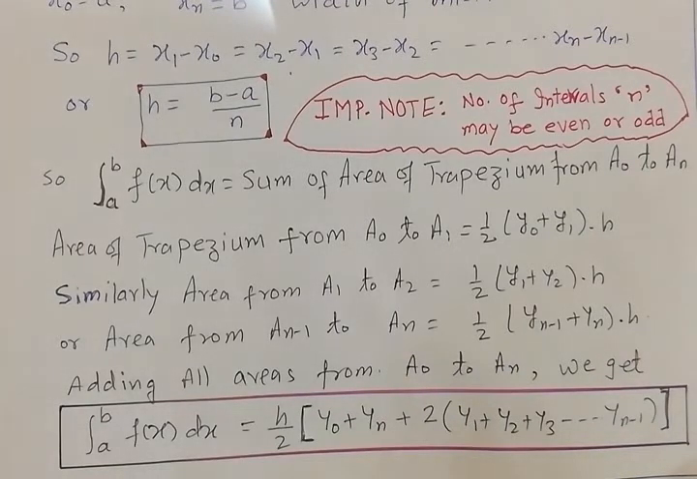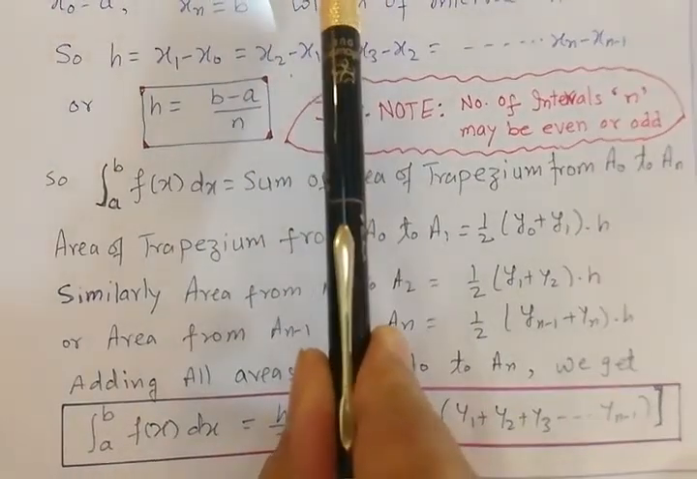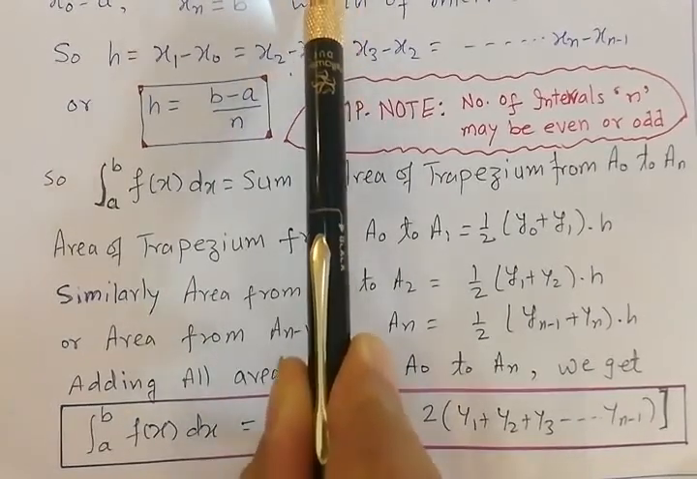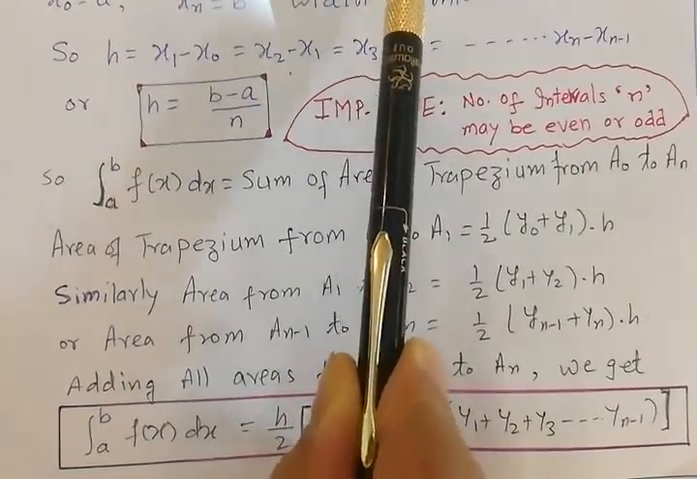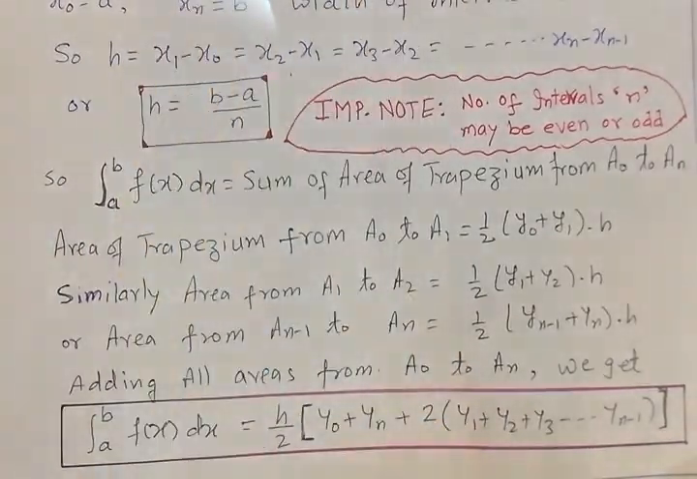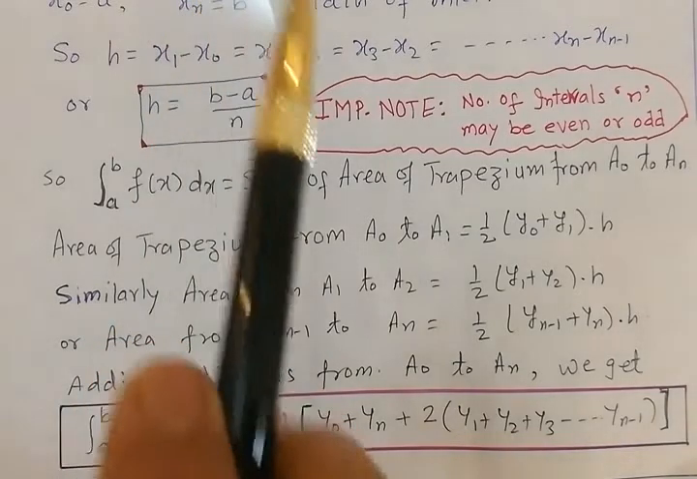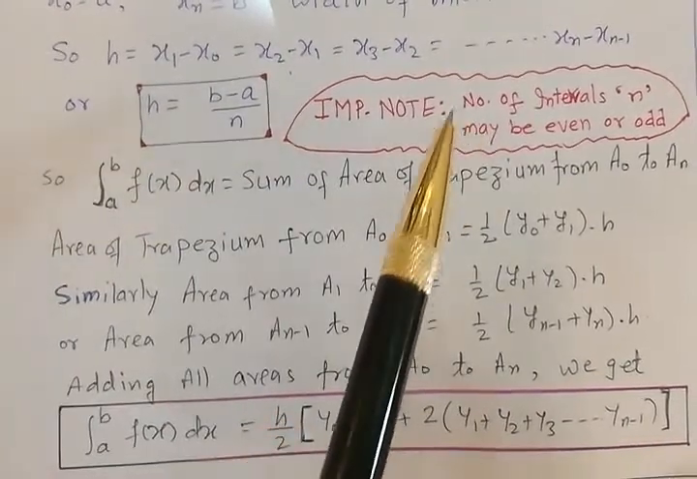Here one important point to be taken care of is the number of intervals. How do you find the number of intervals? Count the gaps, actually putting the pen between the two x values. This is one interval, this is the second interval, third interval, like this. The intervals may be even or odd. It may be 3, it may be 5, it may be 6, it may be 8. Even or odd, we can apply the trapezoidal rule, while the case is not the same in the other two methods. So this is an important point here: the number of intervals may be even or odd.